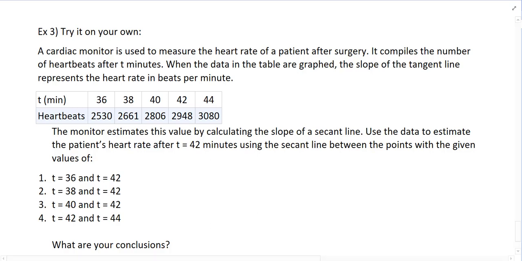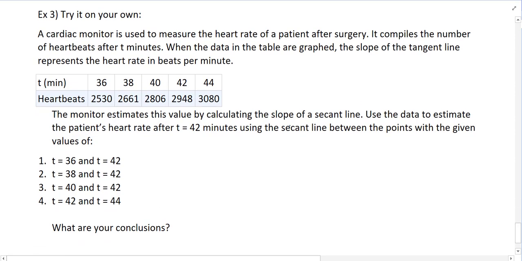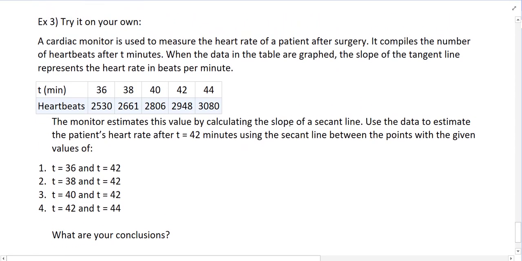Hey there, in this video we're going to continue our discussion of average velocity and instantaneous velocity. In the prior video I asked you to do this on your own, and hopefully by now you have completed it. Let's go over it. I'll just quickly write out what the answers are, and then you can see what you did.